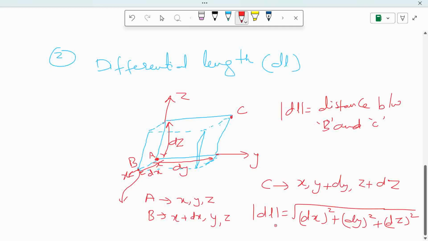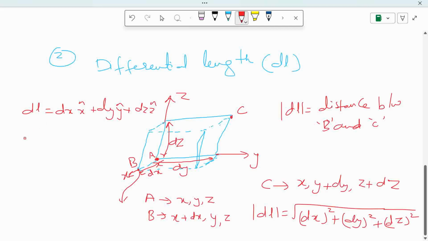Now the vector dl is nothing but dx x cap plus dy y cap plus dz z cap. This is the differential length, and as we go along you will understand how it is implied and how it is used for solving the problems.